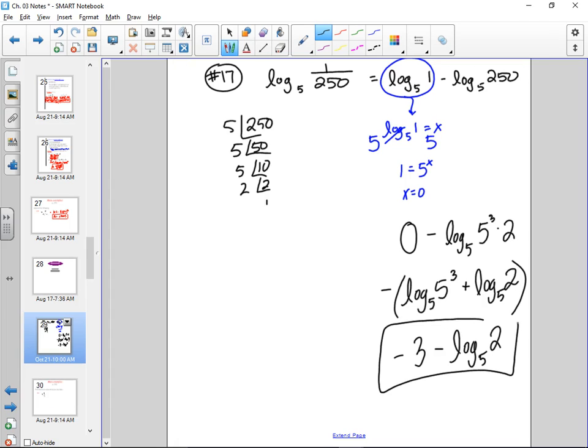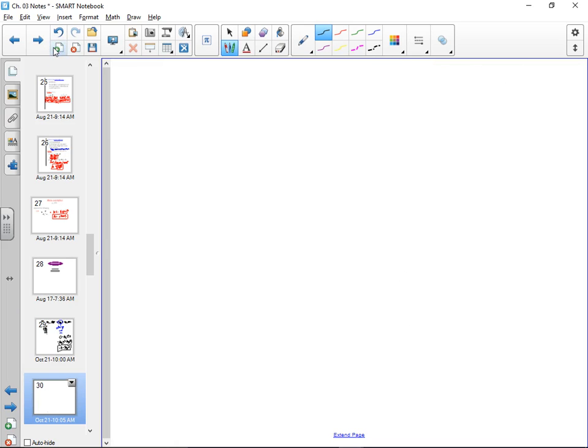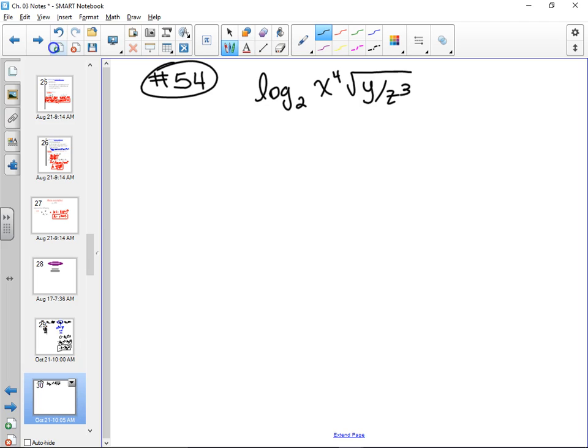17, good. A little tricky. Then we're going to number 54? Yes. Okay. No. Number 54, what were the directions first? Expand. All right, so what was the thing we were expanding? Log base 2 of 4x to the fourth times the square root of y over z cubed. Ooh, square roots over everybody?